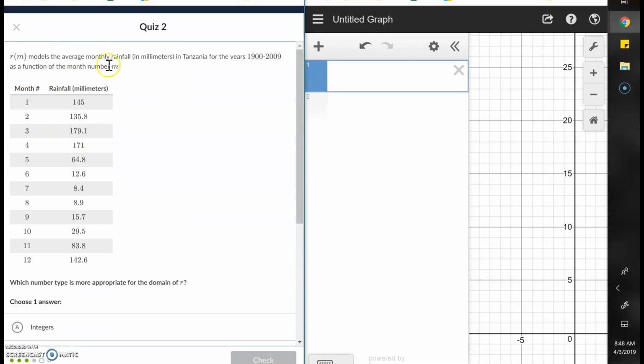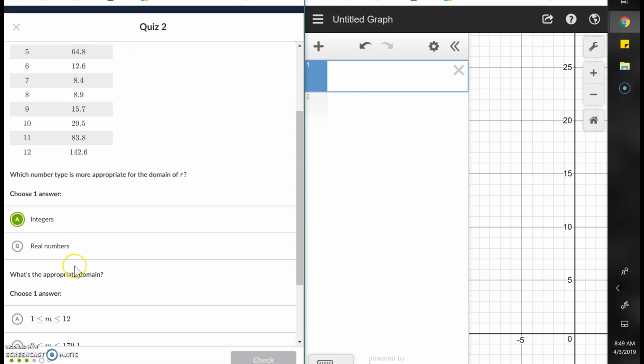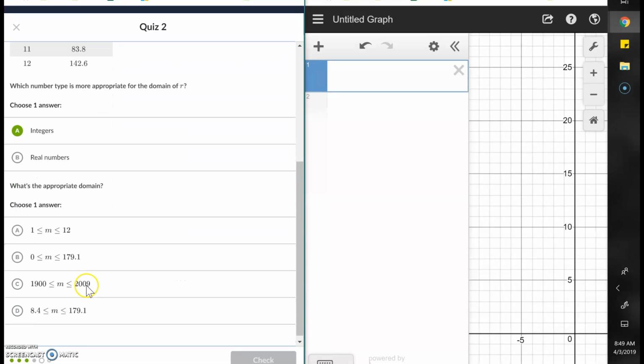Here it's giving us this table and it's asking us what type of numbers are appropriate for R. R represents months. Months are best represented by integers, and an appropriate domain for months would be 1 to 12.